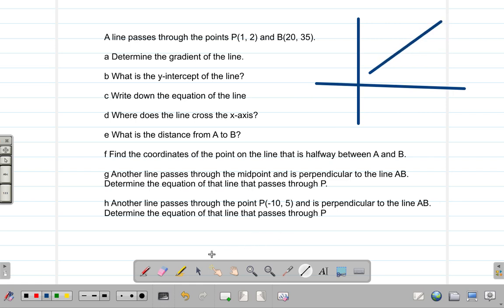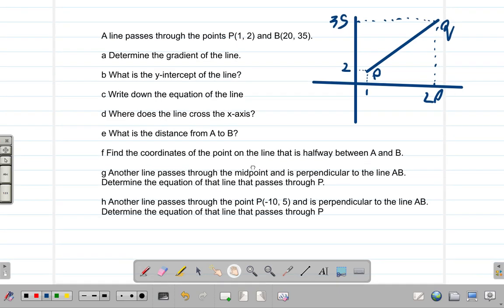So what we have here is 1, and here you have 2, here you have 20, and here you have 35. Alright? So that P is here and Q is here. The gradient, well, you know the coordinates of these 2 points.